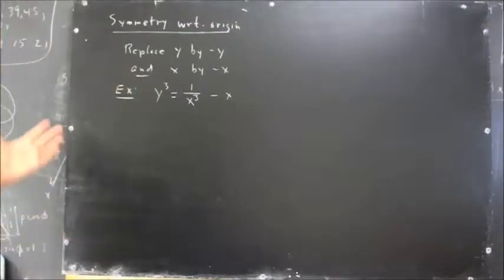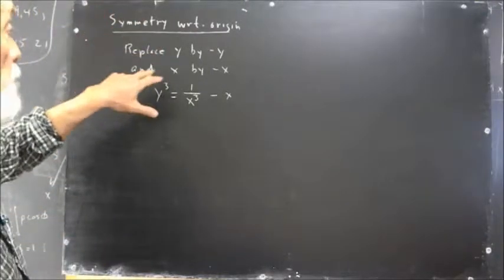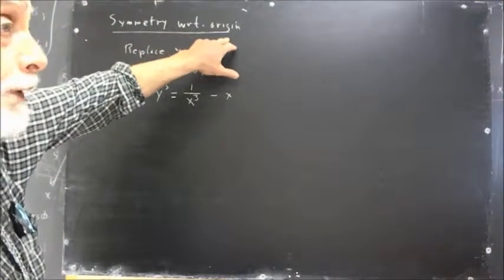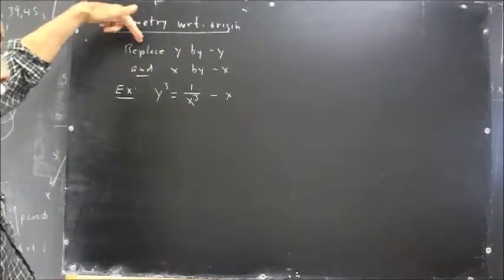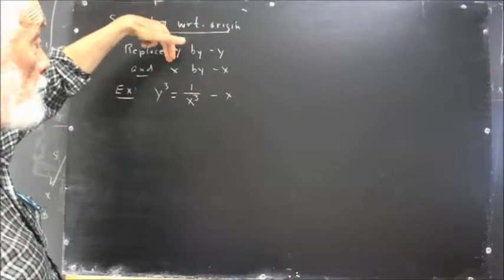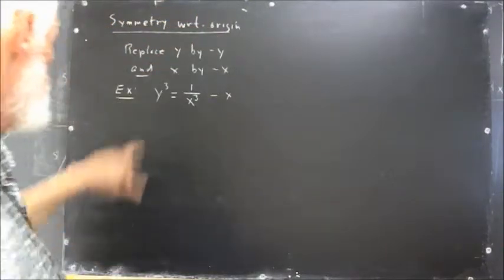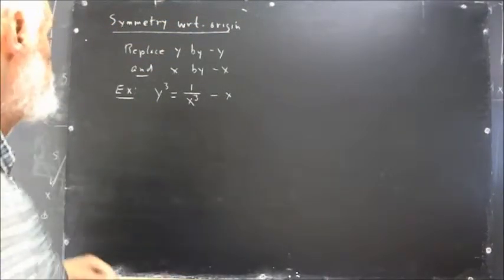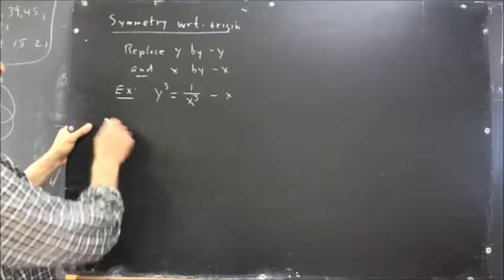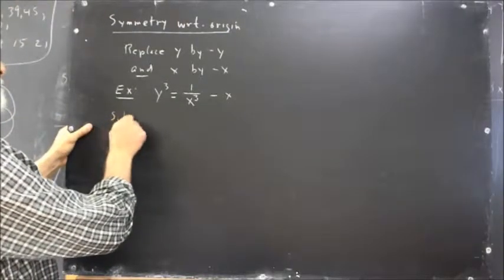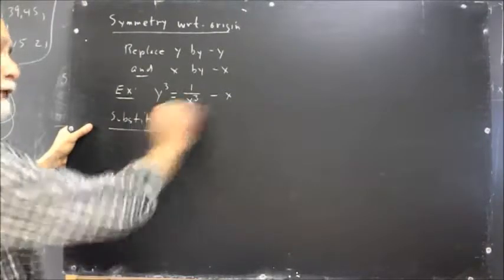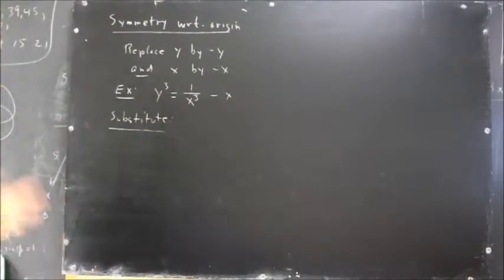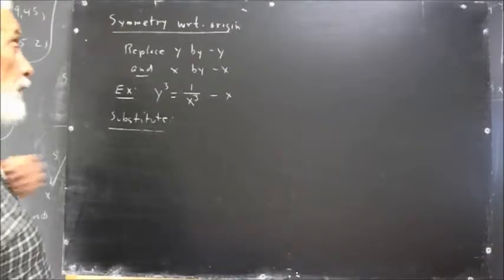Another type of symmetry we often want to test for is symmetry with respect to the origin. So to test symmetry with respect to the origin, we replace y by negative y, and we replace x by negative x. Here's an example. Okay, so substitute. You should do the substitution. Pause, do the substitution. See if you get what I'm about to get.